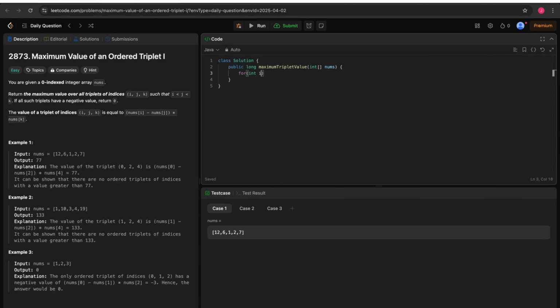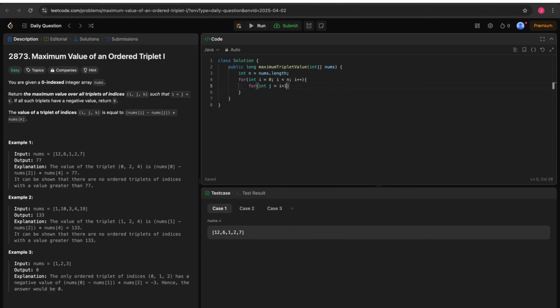LeetCode 2873, Maximum Value of an Ordered Triplet 1. It's a pretty easy problem. The question wants us to calculate the value based on the equation in the array. We are going to use three loops to calculate that value.